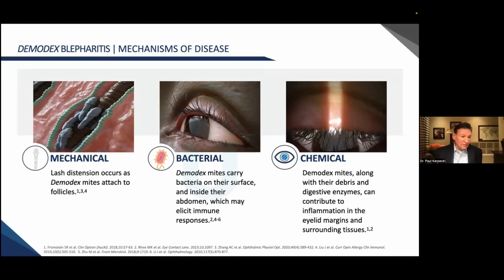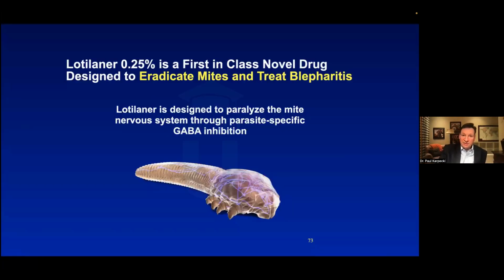It actually has an anus, but no one knows if it works. So we don't know if the digestive enzymes just explode out of it at some point, or when it dies they come out, but it results in inflammation to the eyelid margins and the surrounding tissue.